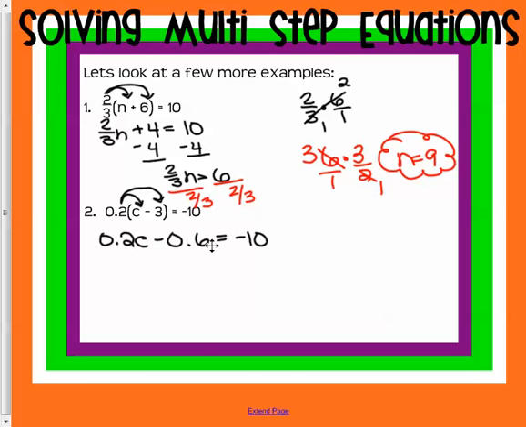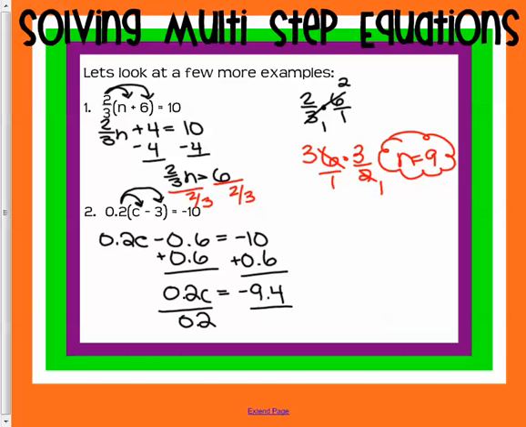Okay, so to get the 6/10, that's negative, away from the 2/10 c, we have to add 6/10 to both sides. That's supposed to be a 6. These are different signs, so we take the sign of the bigger and we subtract. So over here we're left with 2/10 times c, and over here we're left with negative 9 and 4/10. So let's divide by 2/10, and we get c equaling a negative 47.